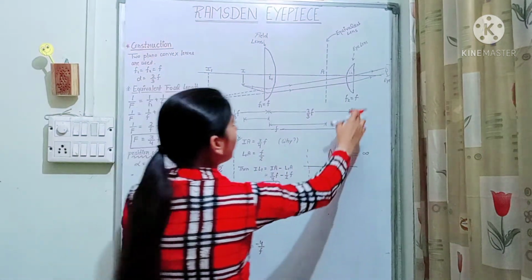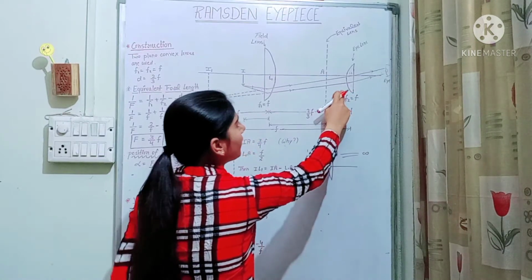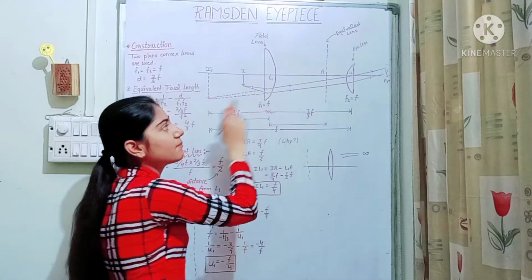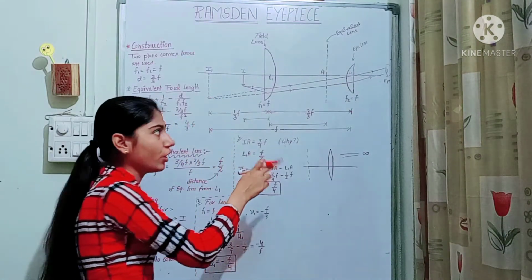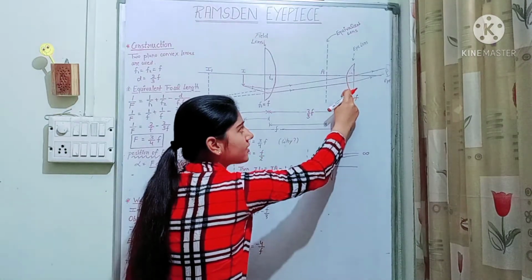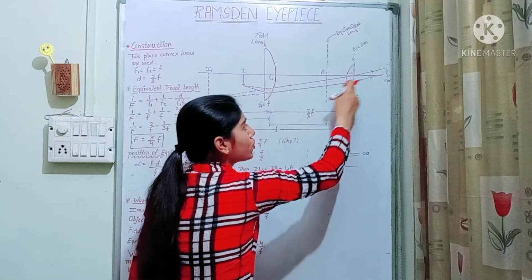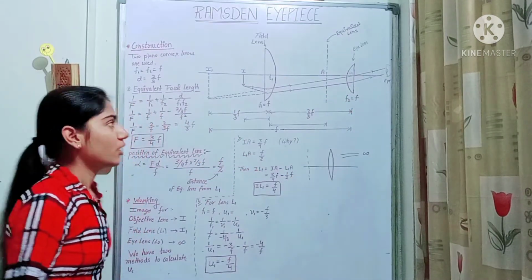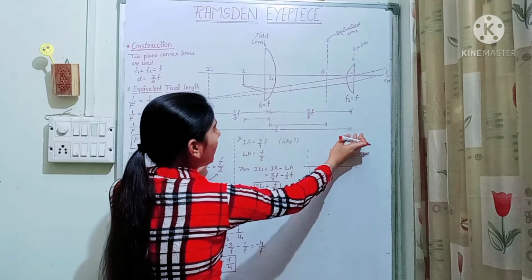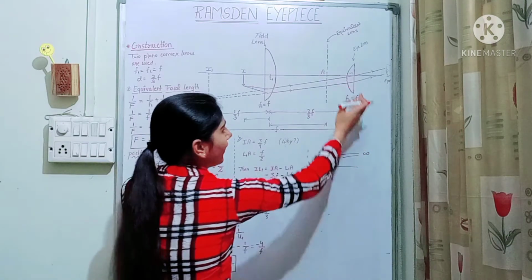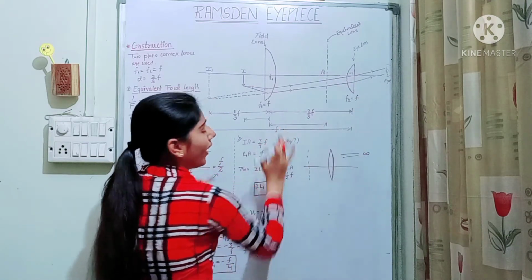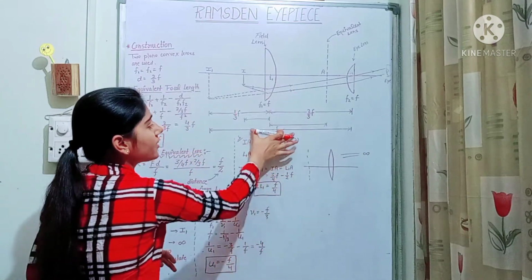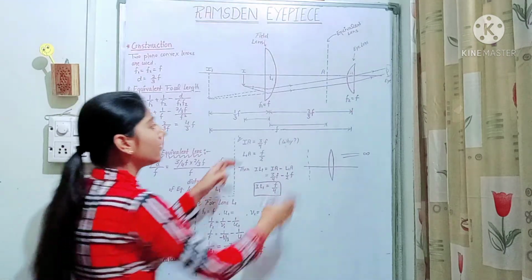What is going on here? This is our eye lens, and for this eye lens, I1 acts as the object and the eye lens forms its image at infinity. So our object should be placed in the focal plane of the eye lens. This distance should be equal to the focal length of the eye lens, which we know is f. That's why I1L2 is equal to f. And this distance we know.